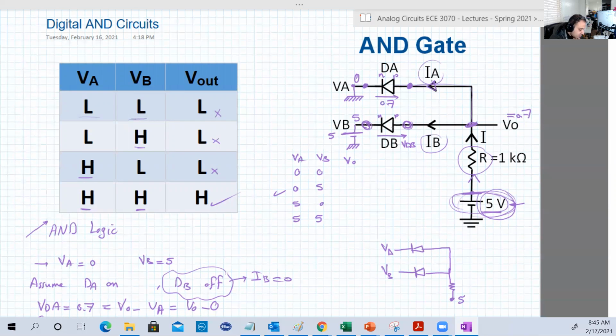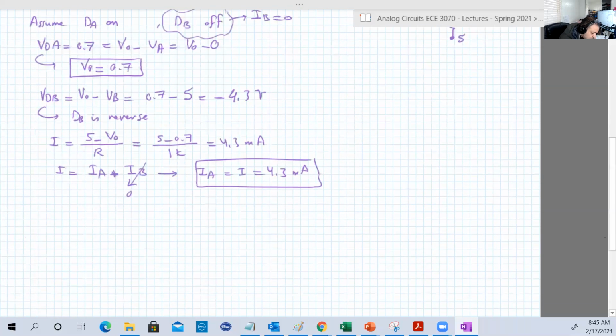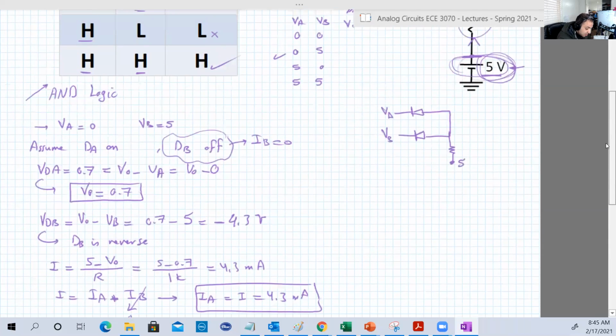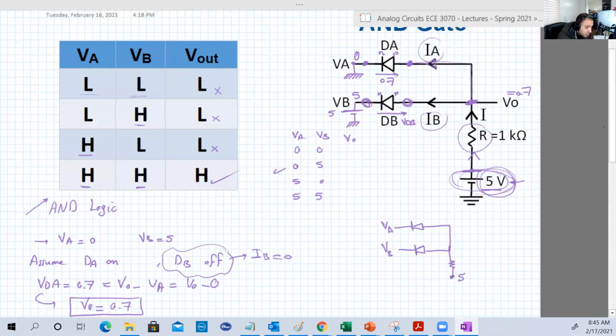Okay, so how about if we assume I am not smart, and I didn't get all such ideas when I first assumed that DA is on and DB is off. I really doubt that DB is off. It may be on. Okay, so let's assume that both are on. So we finished now this case. I mean, what I will do now is just a check.